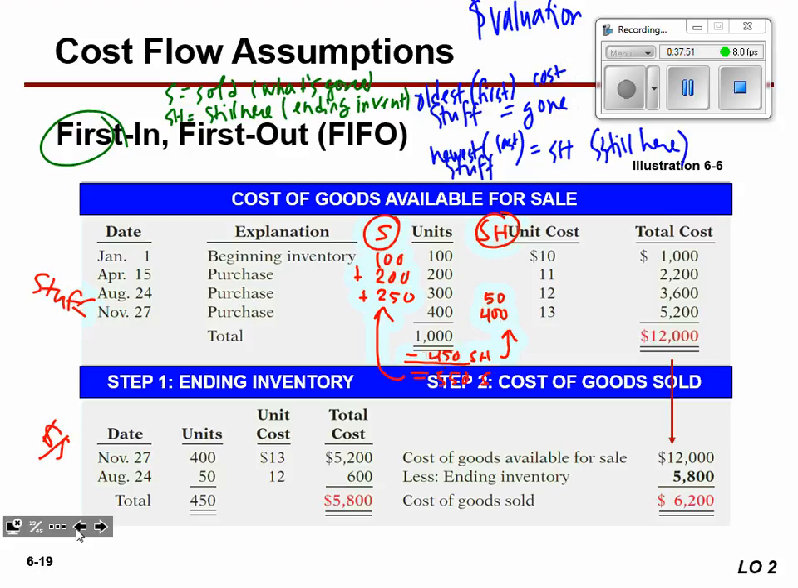See what I mean? The oldest stuff is gone under FIFO. That's the first thing that's gone. The newest stuff is SH, still here. All of this is going to be flipped when we do LIFO. Because when we do LIFO, we recognize the latest stuff first, hence last in, first out. And then the newest stuff is gone, and the oldest is still here. So it would all be flipped for LIFO.